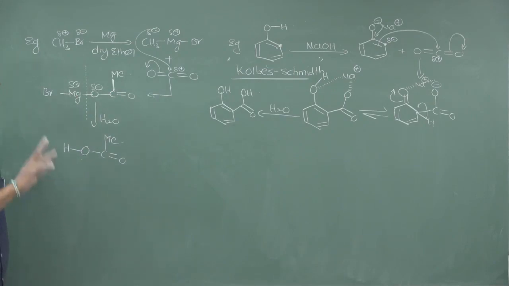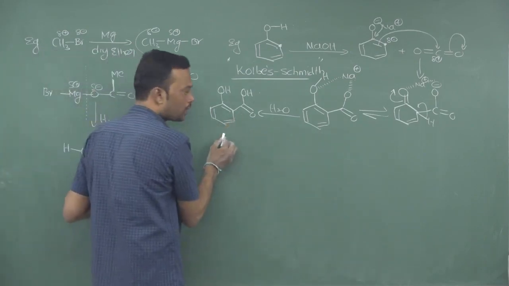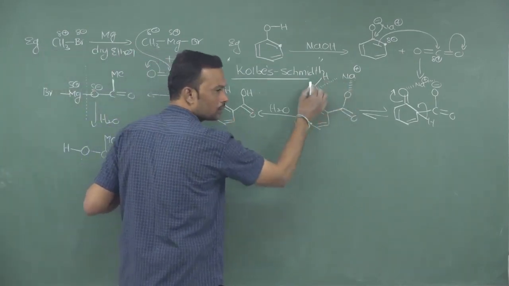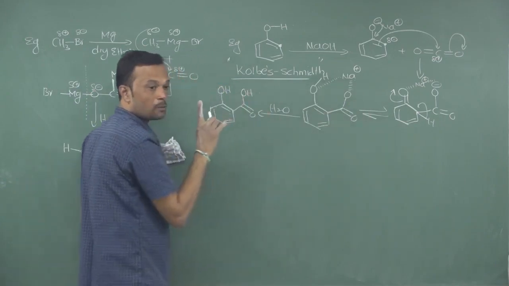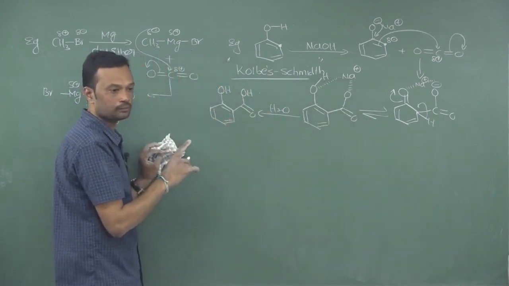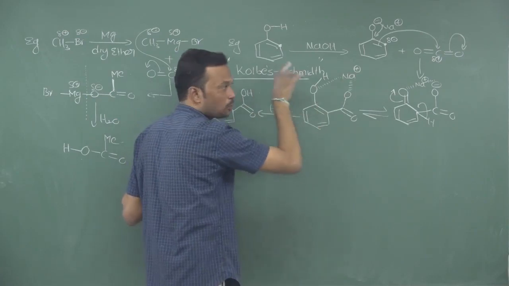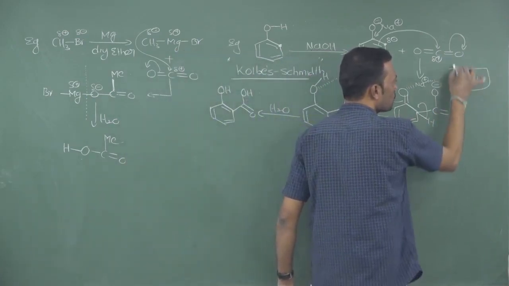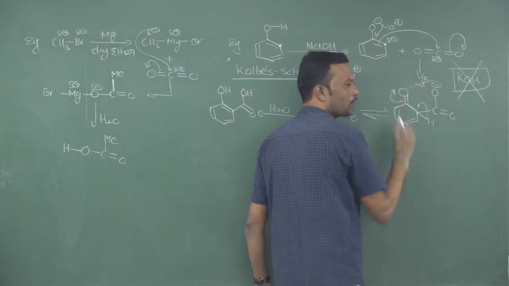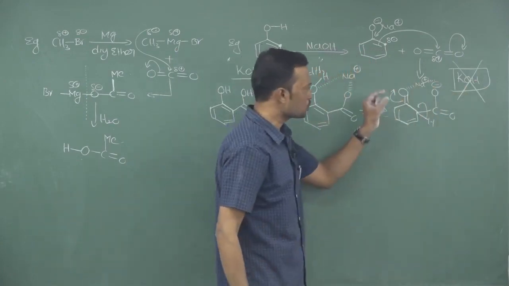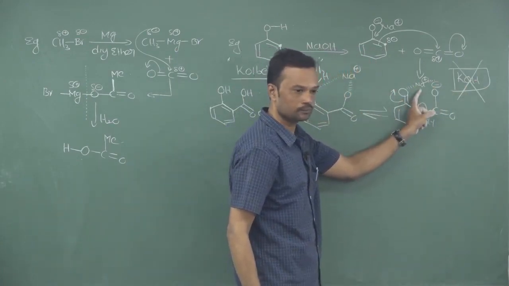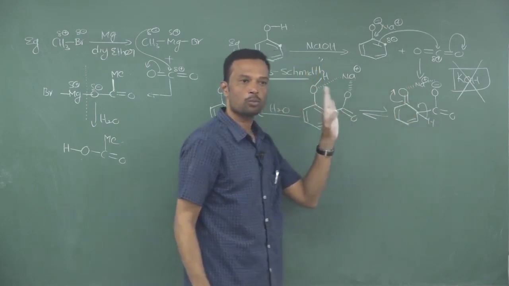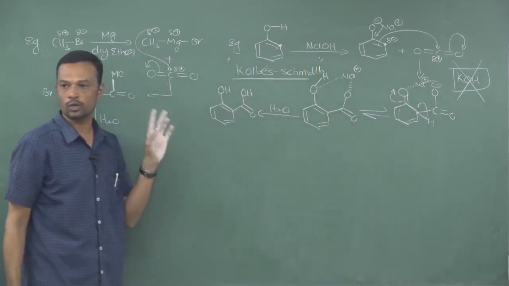Ortho is predominant as compared to para. Why? Because ortho is stabilized by chelation. This reaction is not possible with potassium hydroxide. Kolbe-Schmitt is not possible with potassium hydroxide. Potassium hydroxide should not be used in Kolbe-Schmitt. Why? Because the cation is large, whose size does not fit over here. So don't use potassium hydroxide in Kolbe-Schmitt, use only sodium hydroxide.